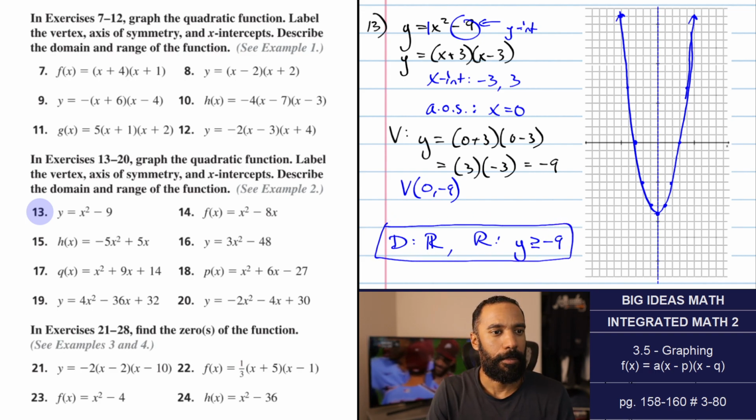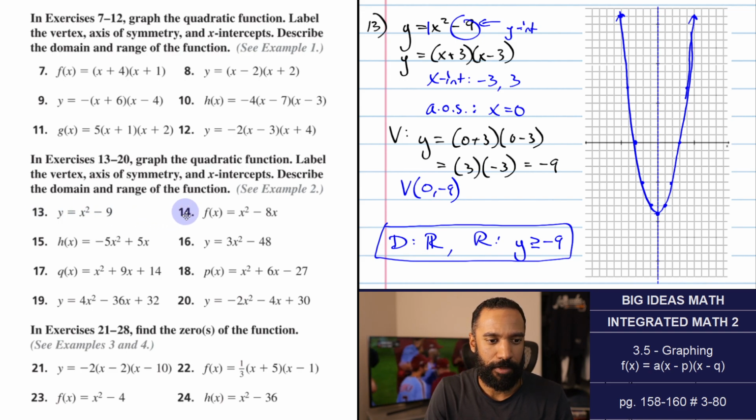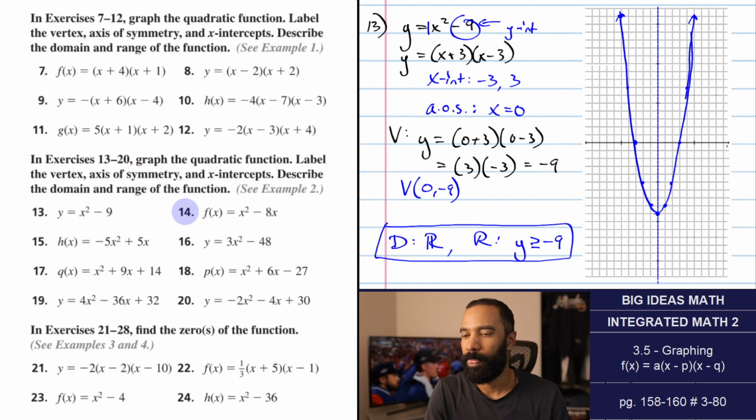Okay. Number 14. Now, this might take a while. I have 80 problems to do. I'm not even a fifth of the way done. Barely even a sixth. I'm not going to be a sixth of the way done.